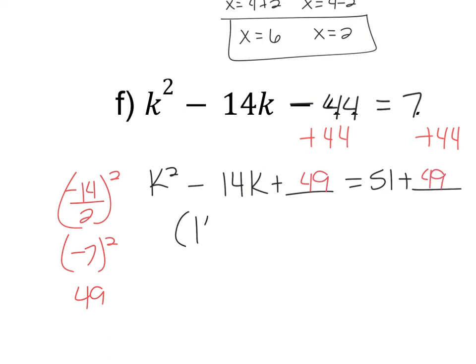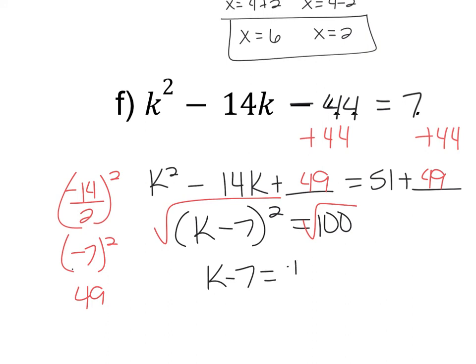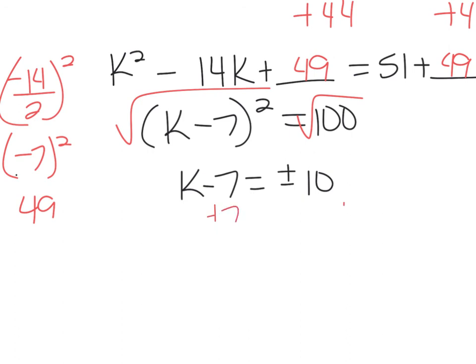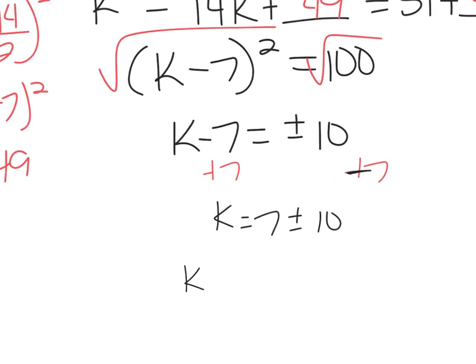And then when I factor it, I have k minus 7 squared equals, oh nice, equals 100. Take the square root, k minus 7 equals plus or minus 10. Oh, not 110, sorry. Add 7. So then k equals 7 plus or minus 10. That's a plus, by the way. All right, so okay, 7 plus 10 is 17. And then 7 minus 10 is negative 3.